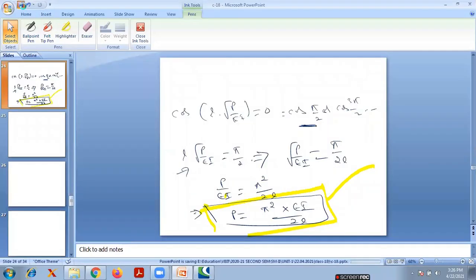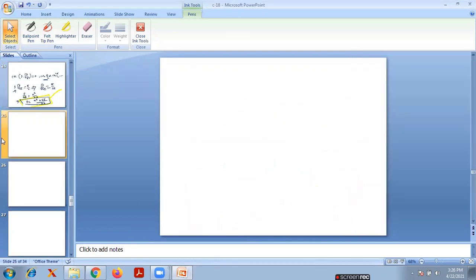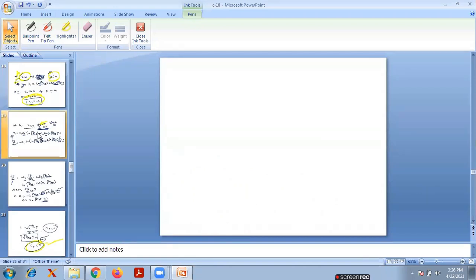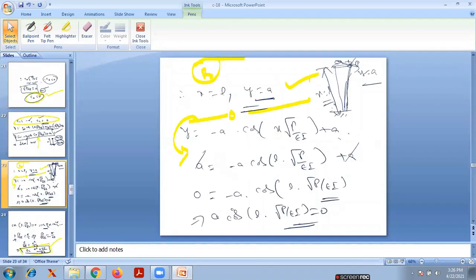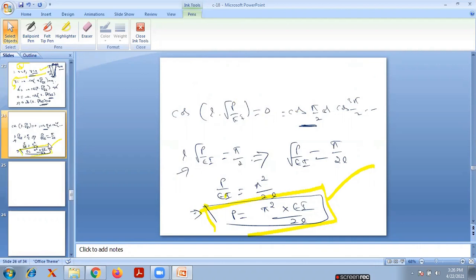Sir, I have one doubt, sir. Tell me. Sir, here square root of P by EI is equal to pi by 2L, right sir? In the next step, P by EI is equal to pi square by 2L whole square, right sir? Okay. Sorry here. Okay.